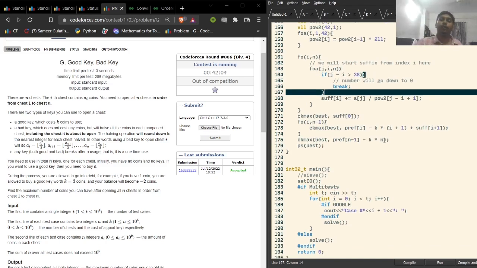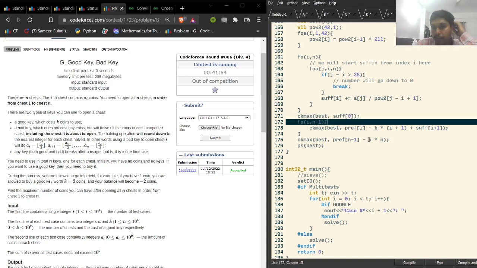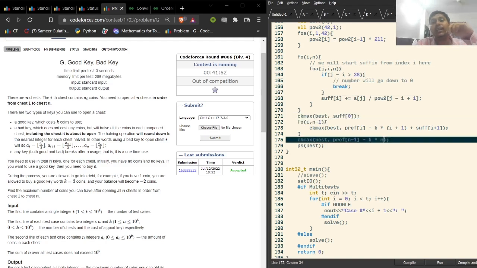Then we want to find out the answer. We can have all of the keys be bad keys from the very start itself. If we do that, we will just get a value equal to suffix of 0. Otherwise, we can have all of them using a good key. If we do that, we will get prefix of n minus 1, which is the sum of all of the elements, minus k times n.